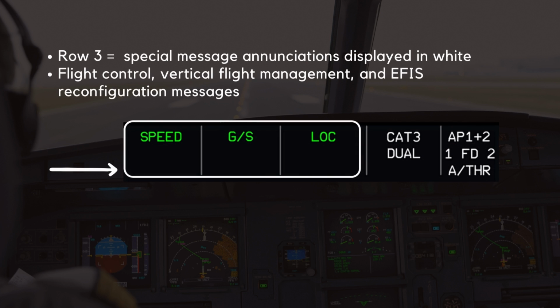Row 3 is reserved for special message enunciations, and these reminders are displayed in white. There are 3 types of special messages. These are flight control messages, vertical flight management messages, and EFIS reconfiguration messages.